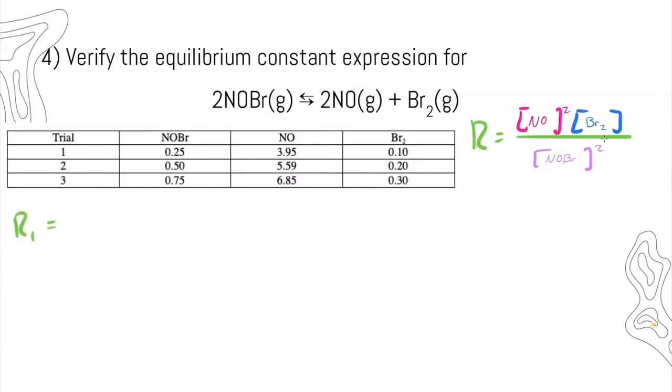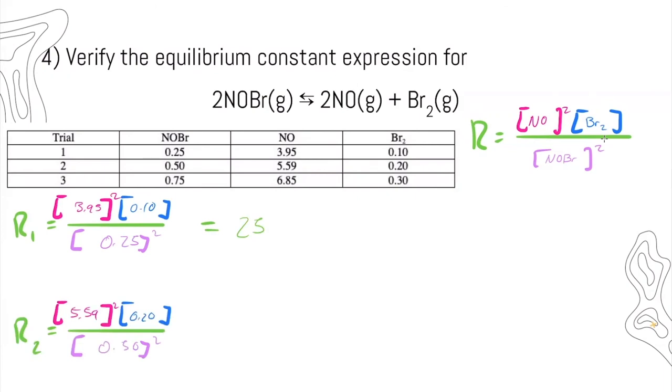For my first trial, I'm going to get my concentration of nitric oxide squared times the concentration of bromine gas, all of that divided by my concentration of nitroso bromide squared. And putting that into my calculator, I get an equilibrium constant of 25 with sig figs. For my second trial, I'm going to do the same thing and get an equilibrium constant of 25.